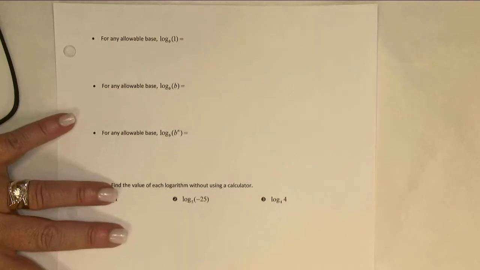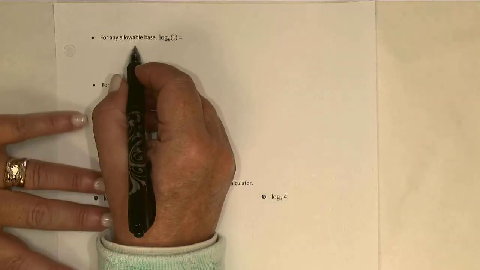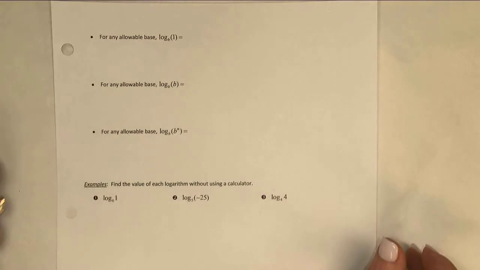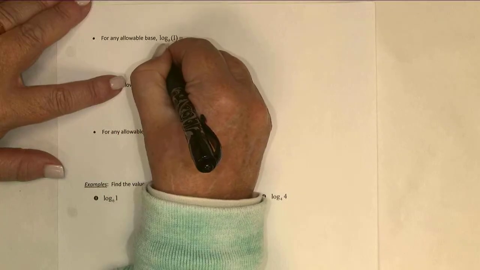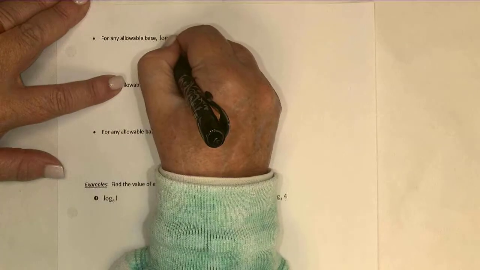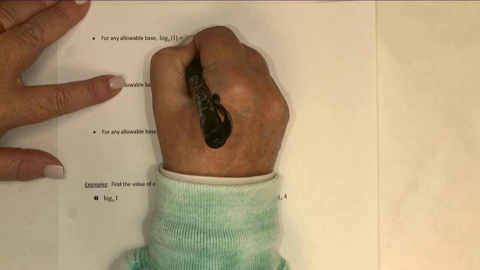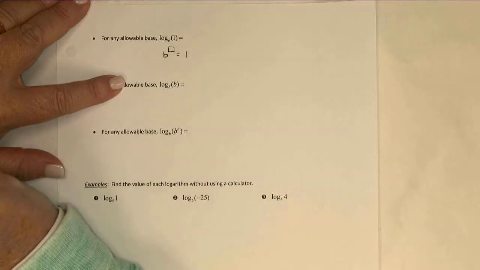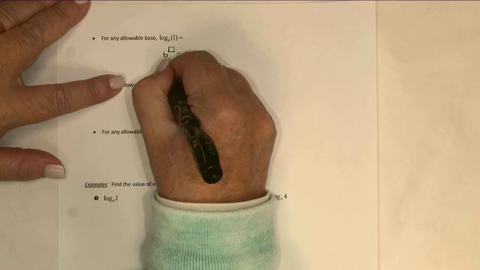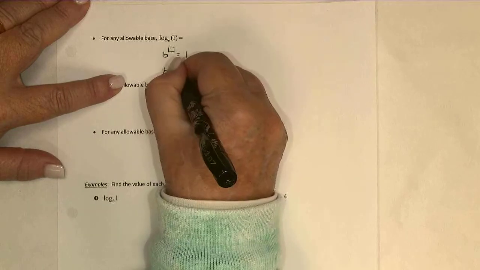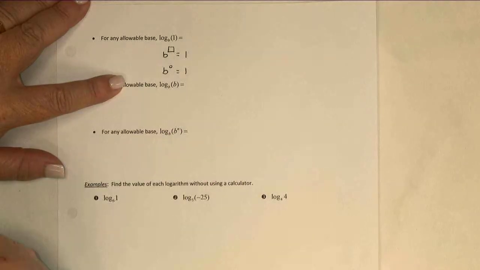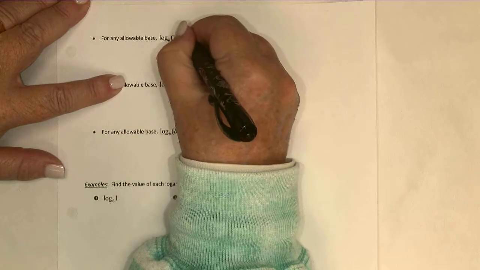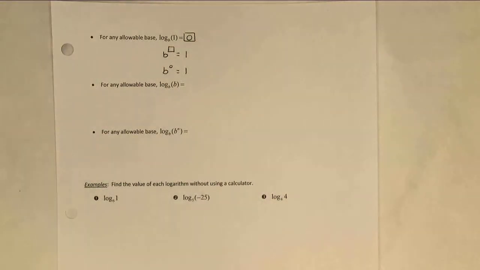All right, a few more properties. For any allowable base, so we're assuming now that we have a positive base, what is the logarithm base b of 1? So with any base b, we'd like to know what exponent gives a result of 1. Since we know that any base b to the 0 power is 1, that missing exponent has to be a 0, and that's the value of my logarithm. So we don't even have to know b to know that.